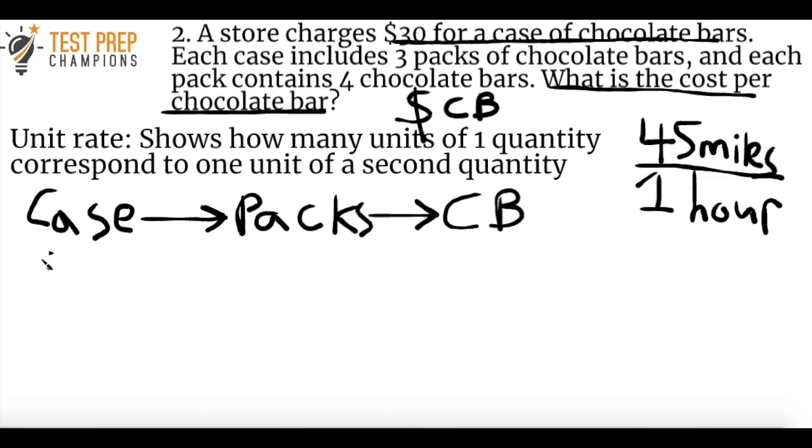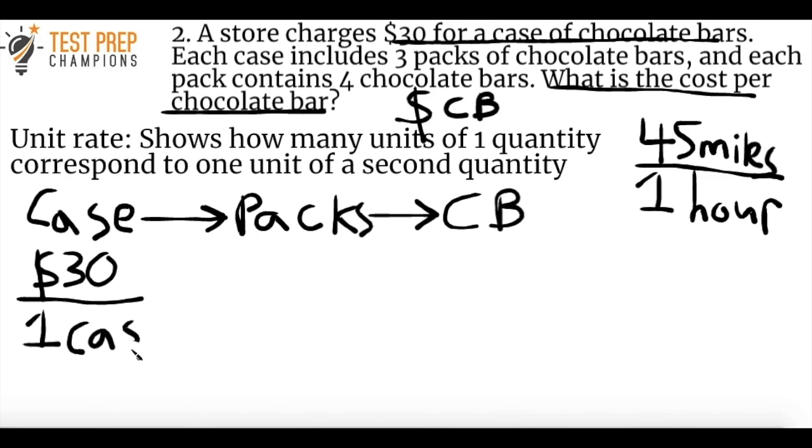Okay, so let's start with what we know here. We know that it's $30 for one case, and the units are really the key here. The units are the key here. So we've got $30 for what? For one case. And I'm going to keep the labels in the work here because the labels are really, really important here. So we have $30 per one case.